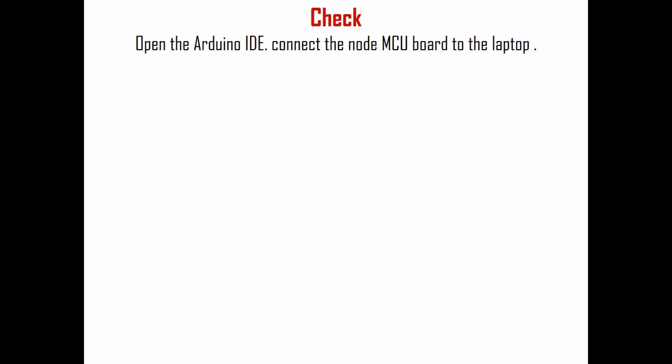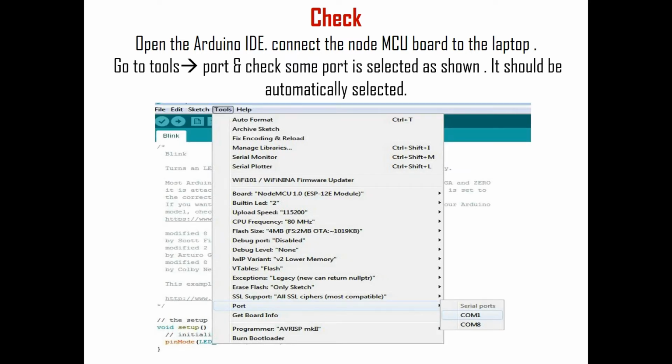Check whether your Node MCU board is connected to your laptop or computer. Now in Arduino IDE, go to Tools and then Port and check whether any port is selected. You don't need to select anything. It should be automatically selected. If not, remove the Node MCU and connect it again. If it is still not showing the port option, there may be some issues with your USB cable. So please change the USB cable you are using.